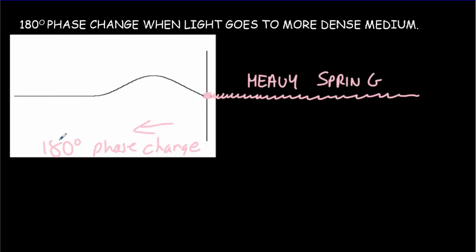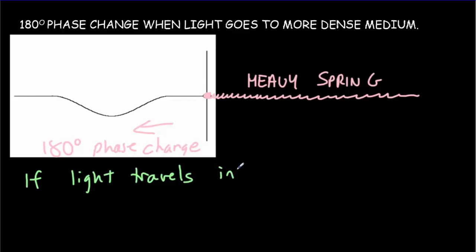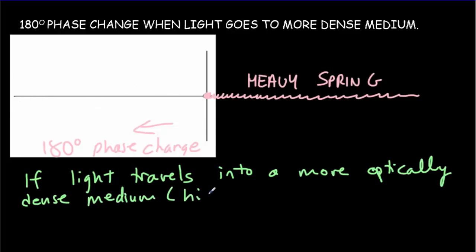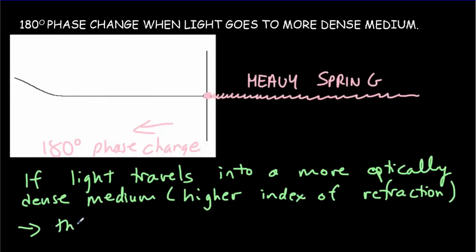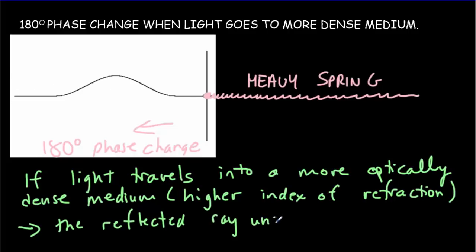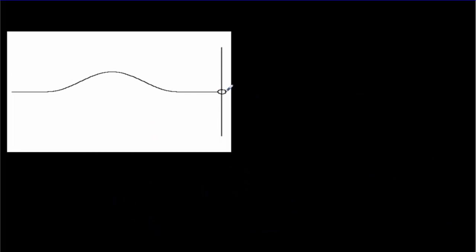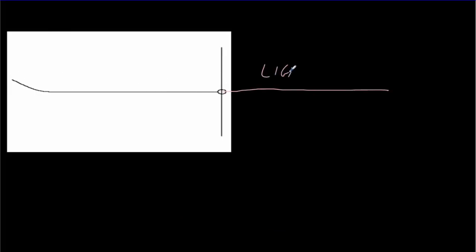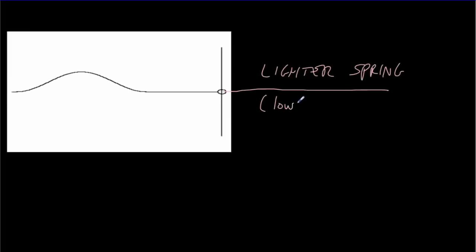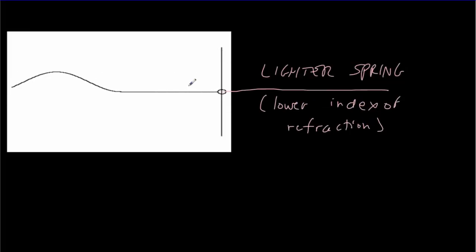What plays the role of the heaviness of the spring? Well, the index of refraction, the optical density. So we can say this: if light travels into a more optically dense medium, that is a higher index of refraction, then the reflected ray undergoes a 180-degree phase change. And likewise, if we go into a lighter spring, or in the case of light, something with a lower index of refraction, then this reflected pulse is not inverted. There's no phase change.